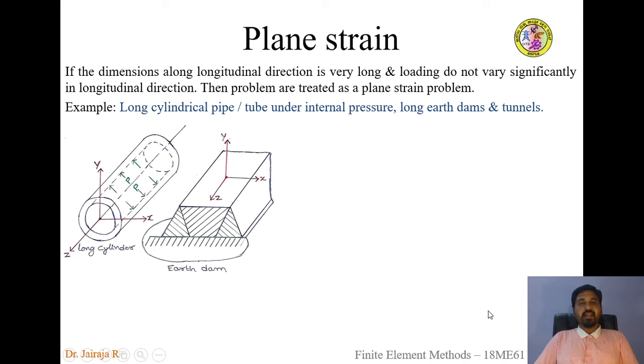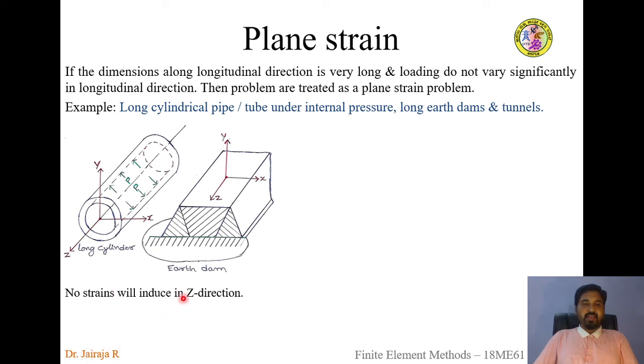Plane strain. If the dimension along the longitudinal direction is very long and loading does not vary significantly in the longitudinal direction, then problems are treated as plane strain problems. Examples for plane strain problems are a long cylindrical pipe or tube under internal pressure. Long earth dams and tunnels are also examples for plane strain. Here we can see the longitudinal dimension is very large. So loading does not vary significantly in z direction.